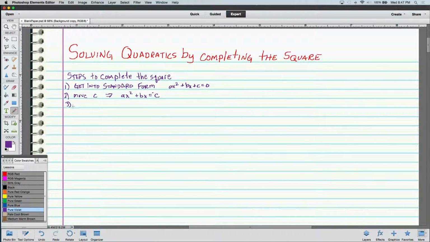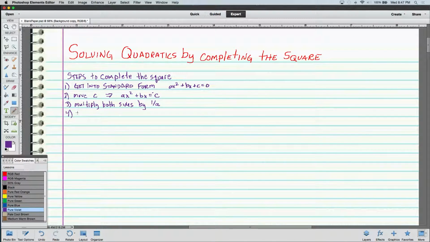Step number three, we want to multiply both sides by 1 over a. So whatever the coefficient is attached to the x squared, we're going to want to multiply both sides by that 1 over a.